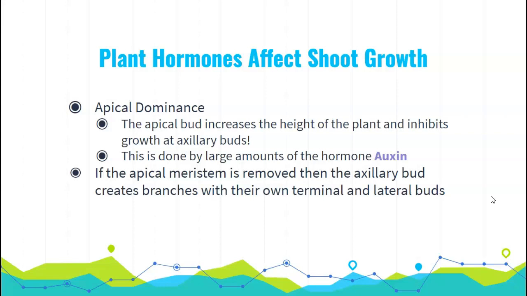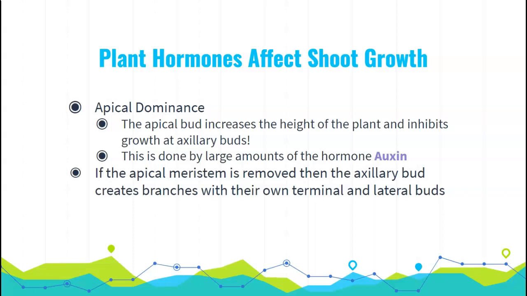So apical dominance is kind of what I just talked about. The apical bud increases the height of the plant and inhibits that growth. If that apical bud was damaged, the axillary buds are there to take over, to do the next step so that that plant doesn't just straight up die. That's the benefit of having axillary buds waiting in the wings.